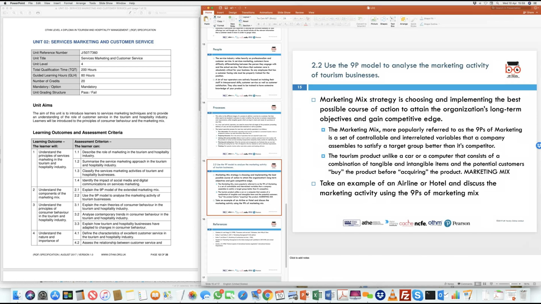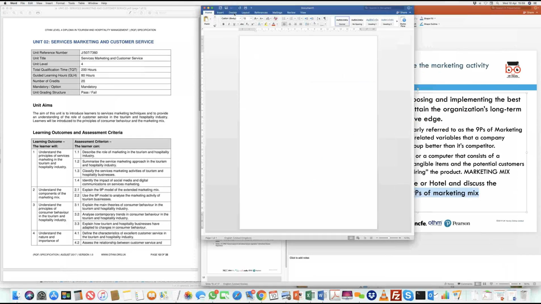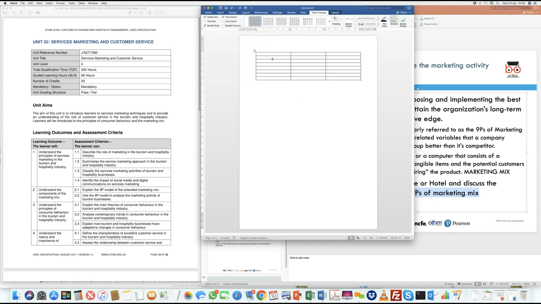pick up an example either in an airline or a hotel, and then talk about how they apply the marketing mix, in terms of their organization by reaching out to consumers. So here, what I would suggest is, if I look at this particular criteria that we look at, you have a table. So in this table, what I would suggest is you put the marketing mix element, and then next to it, you define an activity, and then you explain that activity.